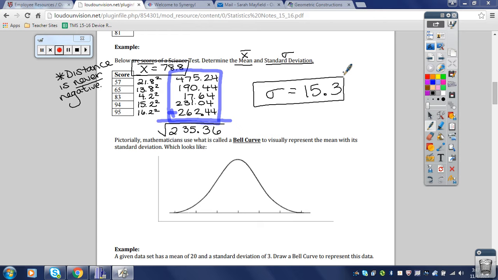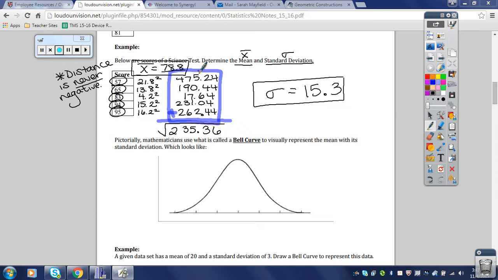Okay. So what this tells me is on average, each of these values over here is 15.3 units away from my mean, which is 78.8. That's what standard deviation is. So what's the point of standard deviation? The point of having a standard deviation is to be able to approximate the likelihood of something happening.